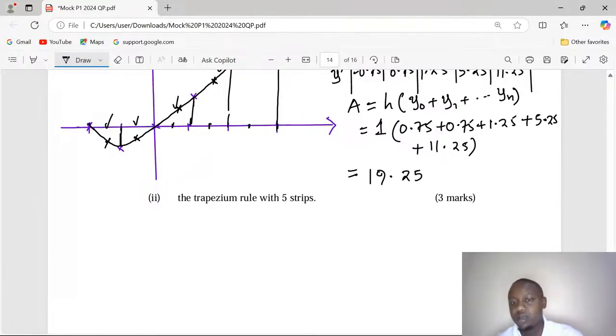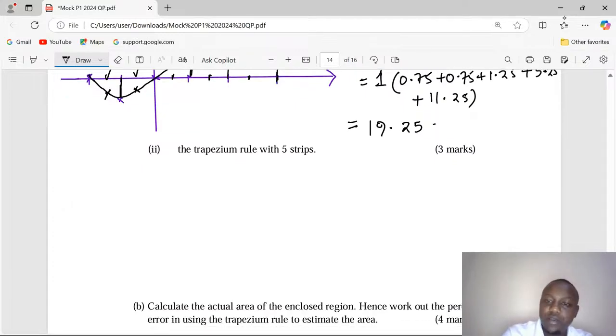19.25, or something can be confirmed. 0.75, 0.75, 1.25, 5.25, and 11.25. So this is giving us exactly 19.25. This is supposed to be square units because it is area. That is the area.